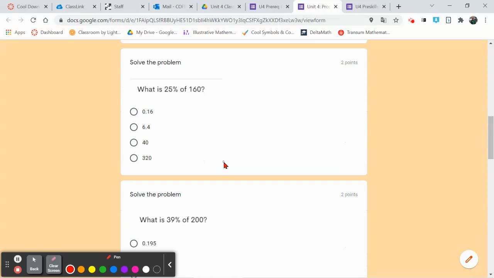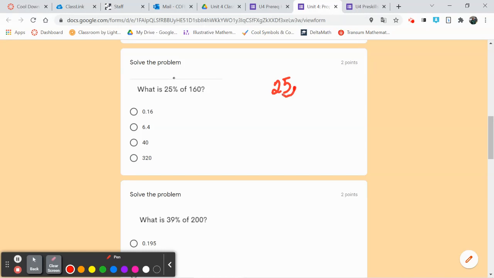Solve the problem. What is 25% of 160? Percent of number problems. We must make this percent a decimal. When you have two numbers and an "of" in between, that means times. So we're going to make 25% a decimal first. We move it 2 to the left. If you don't see a decimal, it's behind the number.